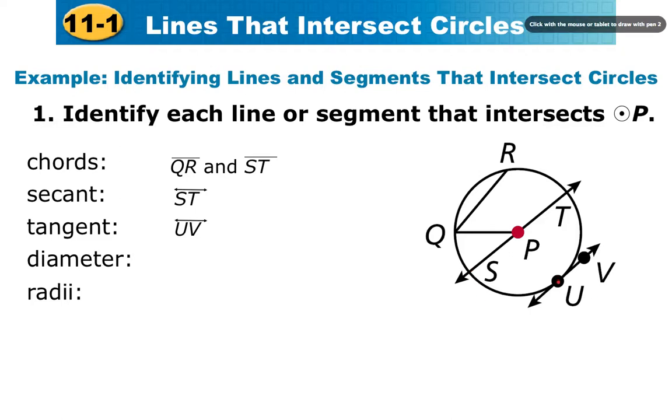So this will be the point of tangency, a single point of intersection between the circle and the tangent UV. Diameter, we know this from a previous section. It's ST. And radii, again from a previous section. You're looking at PQ, PT, and PS. Next slide.